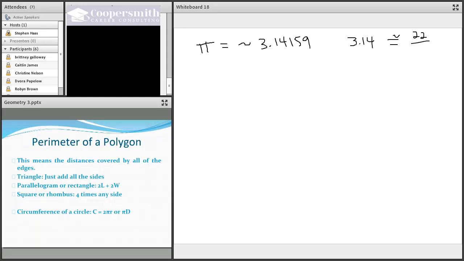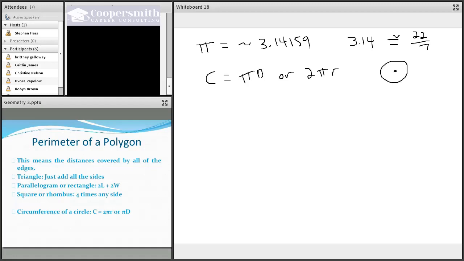It's also approximately 22 sevenths. Again, it's not exact, but it's close enough. If you put it in a calculator, it'll give you a more precise number. But anyway, the idea of pi is that the circumference of a circle, which is the same thing as saying the perimeter of a circle, is pi times the diameter of the circle. Or, which is also the same thing as we discussed last time, 2 pi times the radius of a circle.